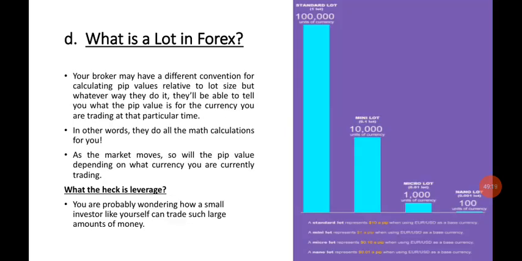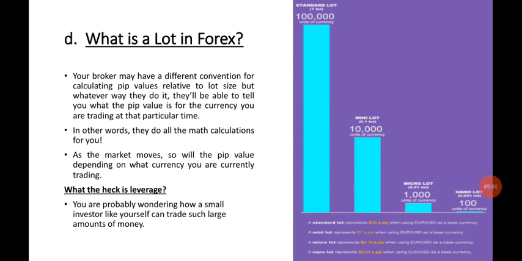Your broker may have a different convention for calculating pip values relative to lot size, but whatever way they do it, they'll be able to tell you what the pip value is for the currency you are trading at that particular time. In other words, they do all the mathematical calculations for you. As the market moves, so will the pip value depending on the currency you are currently trading.